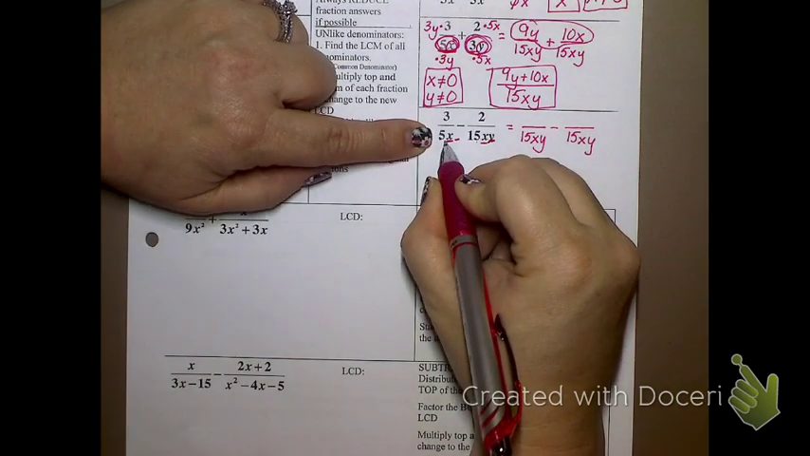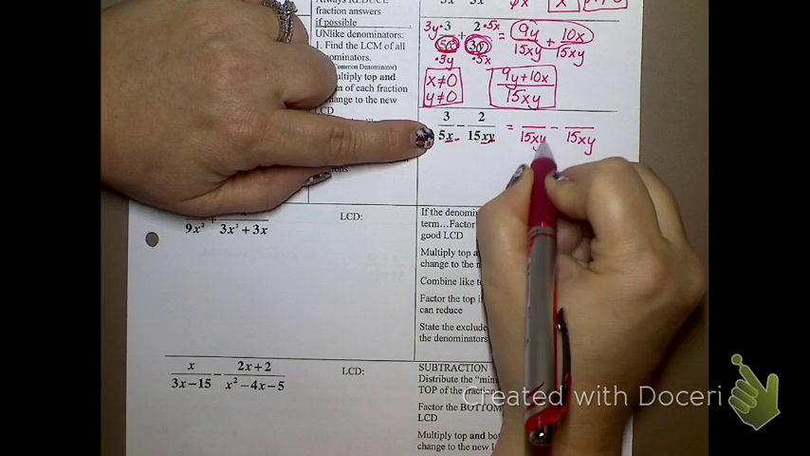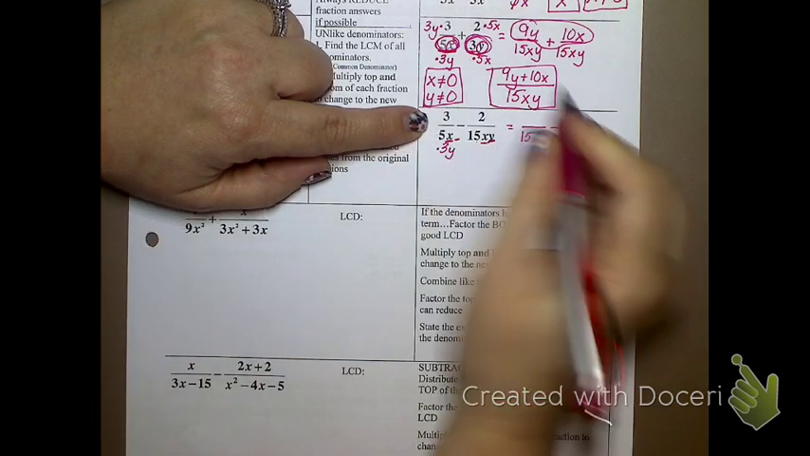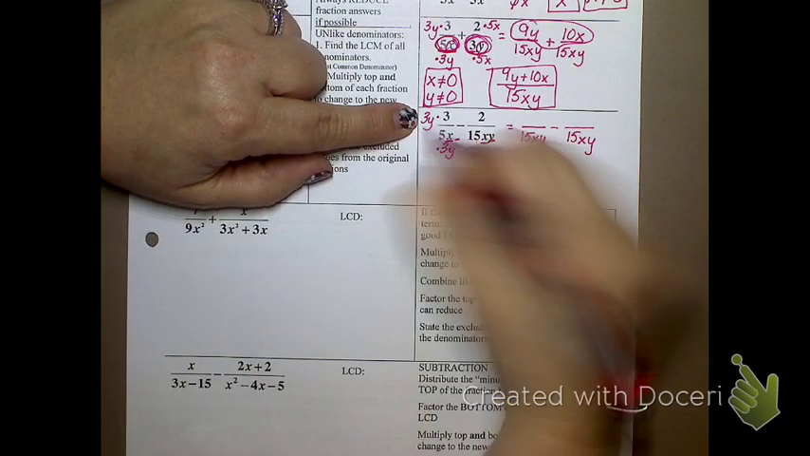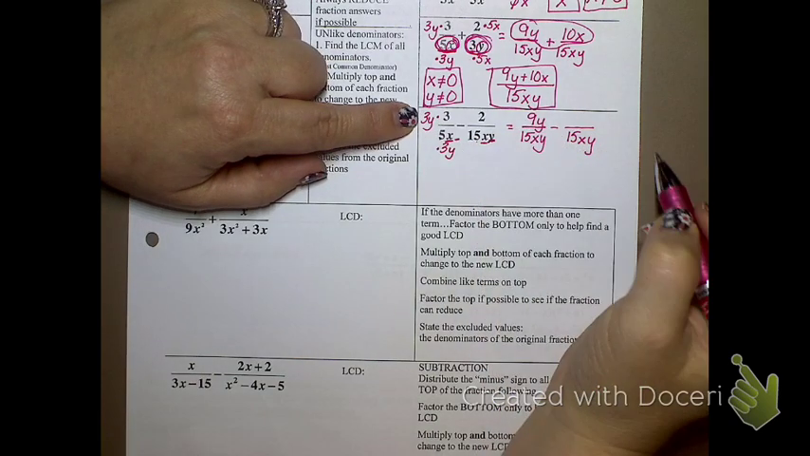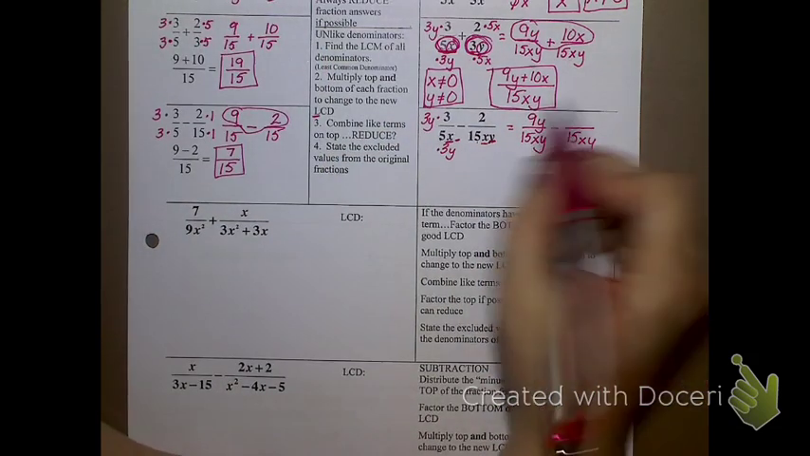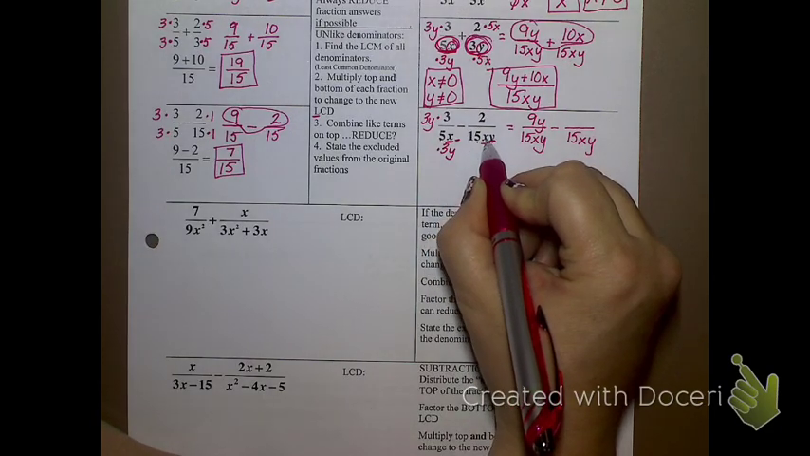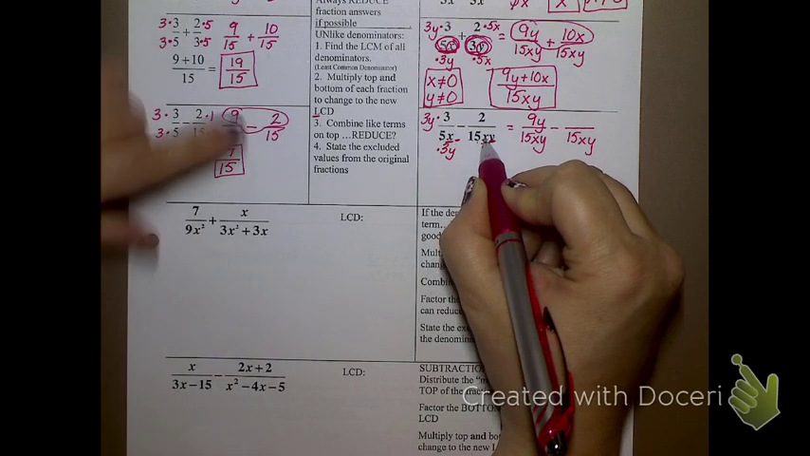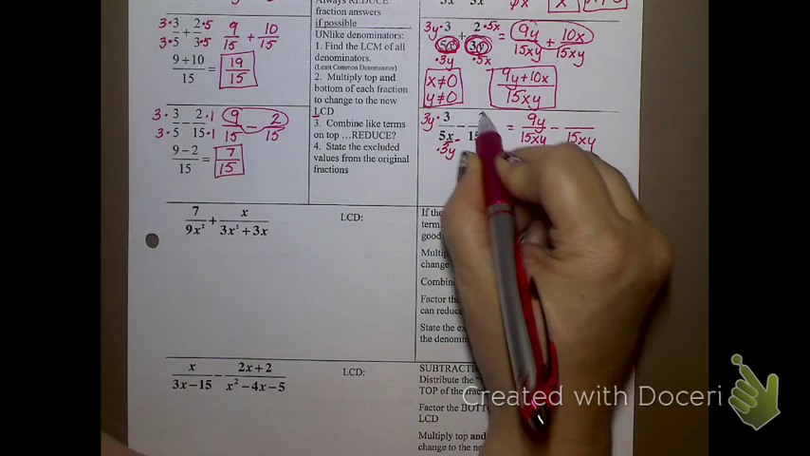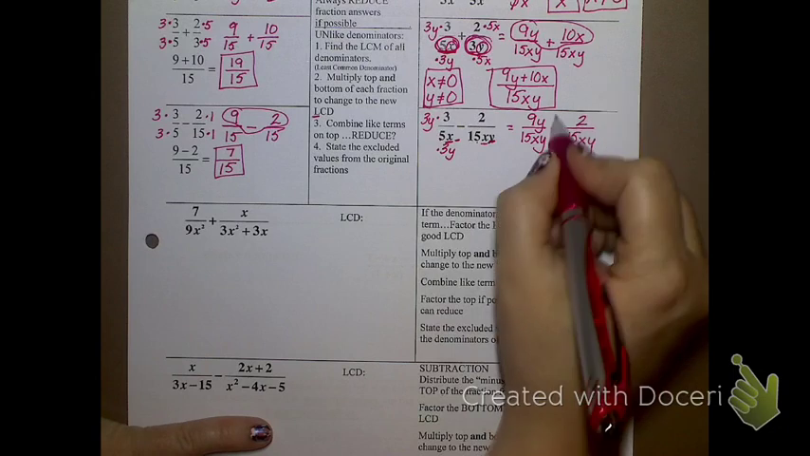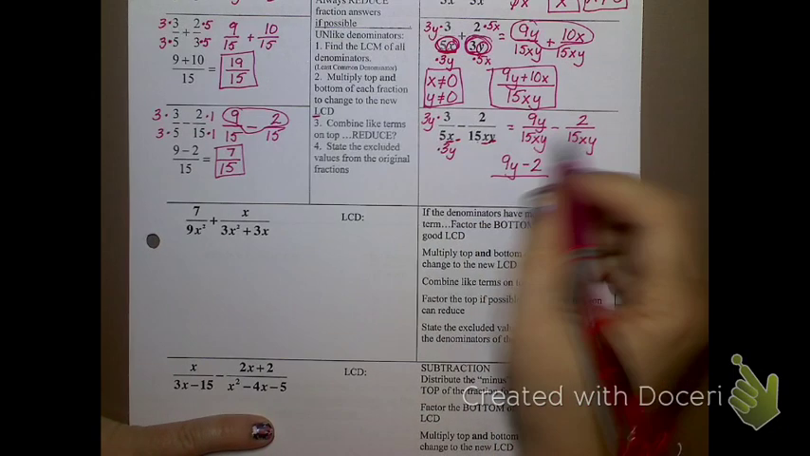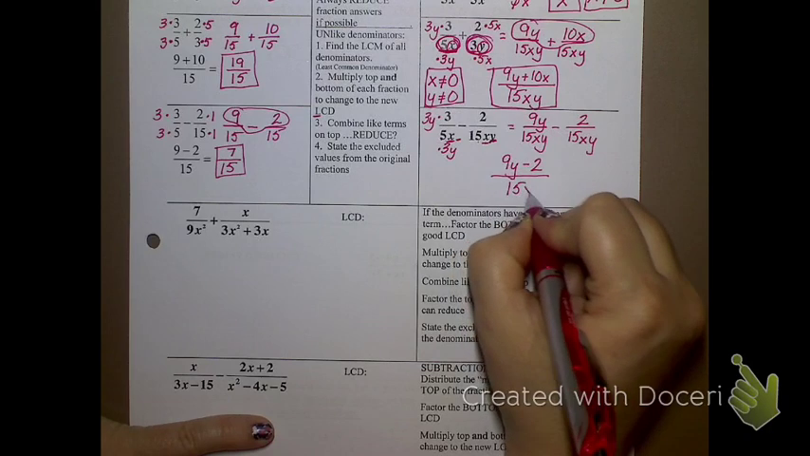5x. What do I have to multiply this denominator by to change it to 15xy? Times 3y. So I have to multiply the top by 3y also, and that gives me 9y. What do I have to multiply this one by? Nothing. I can just keep it, right? Or if I want to think about it multiplying, I can multiply by 1 like I did here. So the top is just going to be the same. So let's see, I have 9y minus 2 on the top now, and 15xy on the bottom.